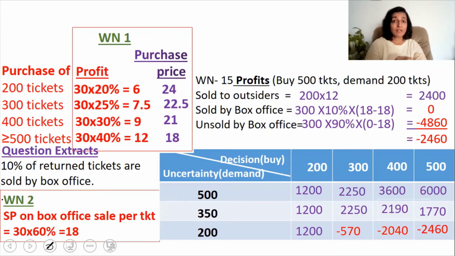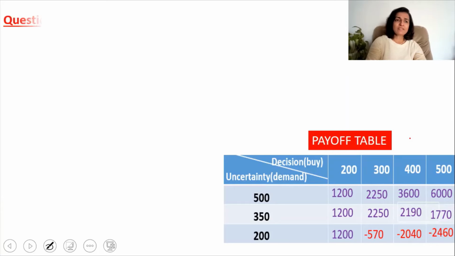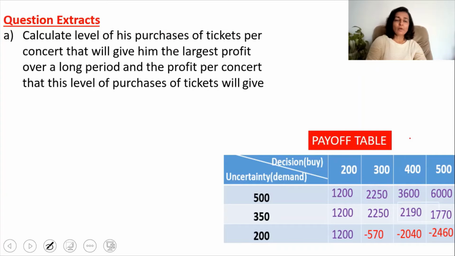So our payoff table is complete. Now, what was our question? Calculate the level of his purchases of tickets per concert that will give him the largest profit over a long period. And I said you have to adopt the expected value method.